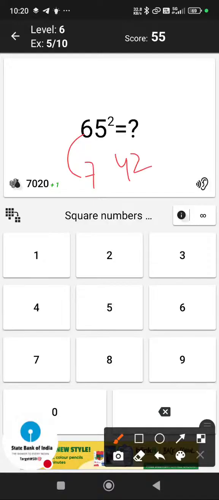Okay akka, present in studies, please excuse me akka.